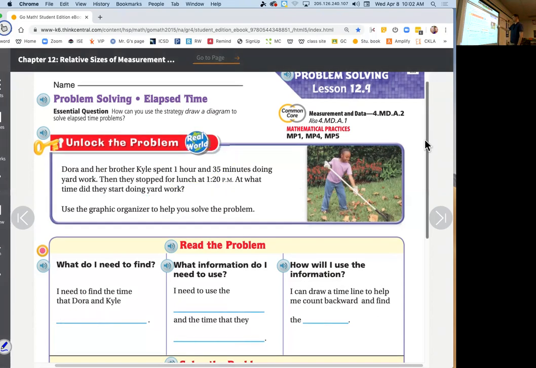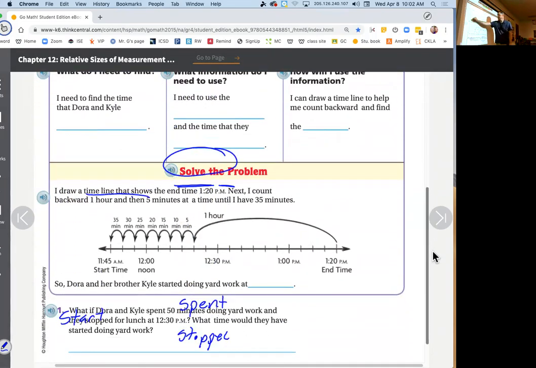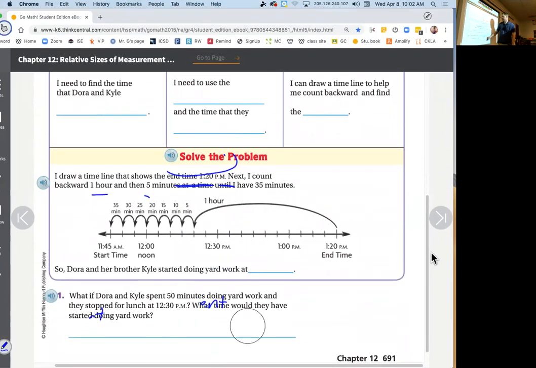So you can draw a timeline. You can draw a clock, but a timeline is a little bit easier. You could go 12, 3, 6, 9. You could use your clock, but it's easier for a timeline. If you make all your intervals 5 minutes, make all these 5 minutes, okay? So we know that they stopped at 1:20, and we know that they spent 1 hour and 35 minutes.